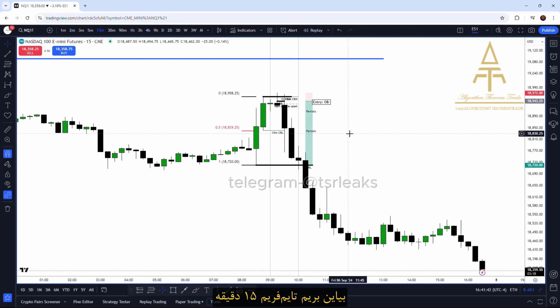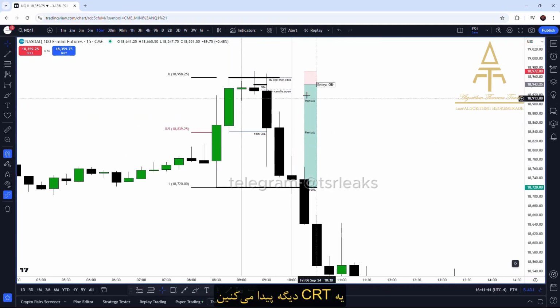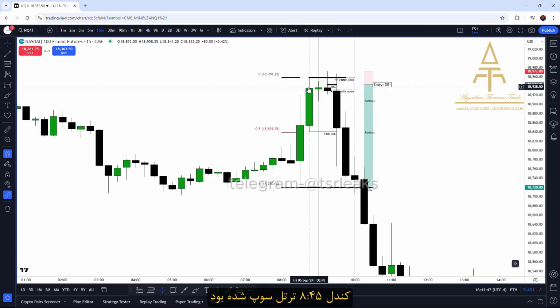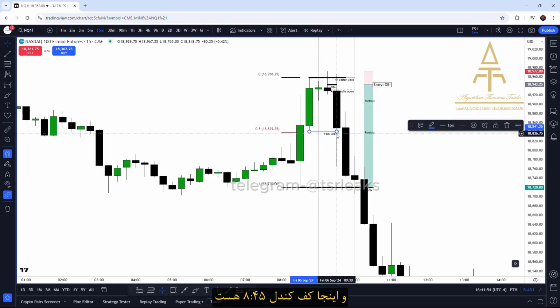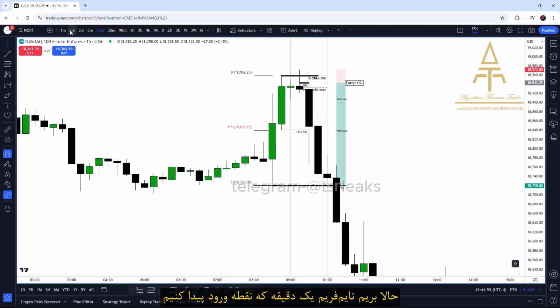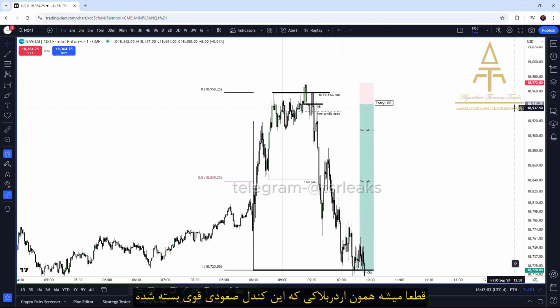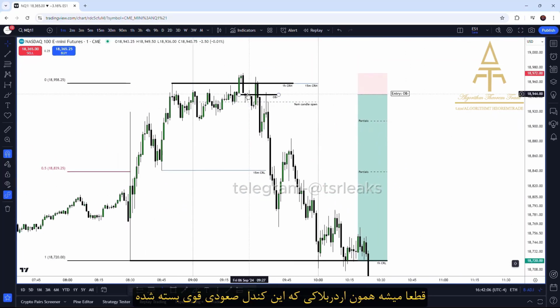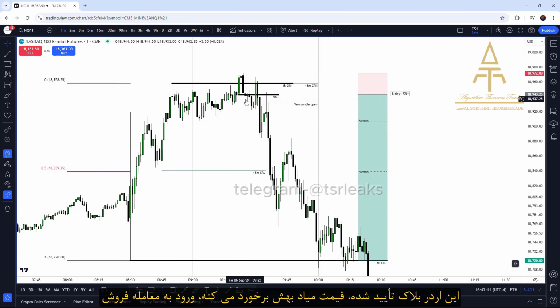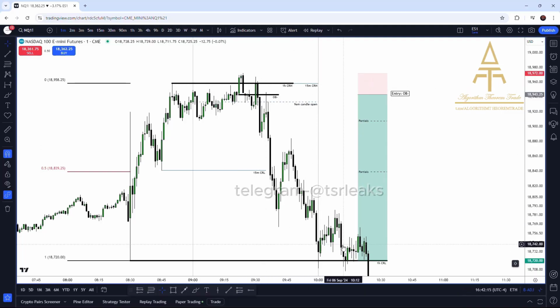Dropping down to a 15-minute time frame, you're going to find another CRT. The 8:45 candle was turtle souped, and this is the 8:45 candle's low. Dropping down to a 1 minute time frame to locate your entry, of course, that would be the order block. Close below this thick up close candle confirms this order block. Tapping into it, entry short.